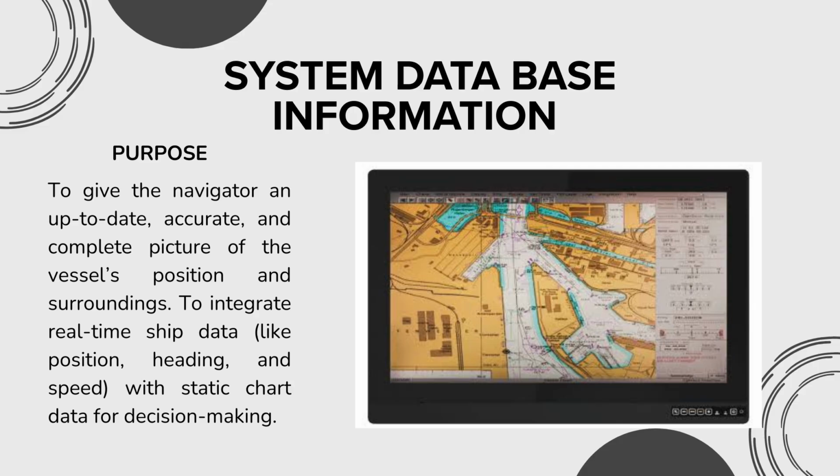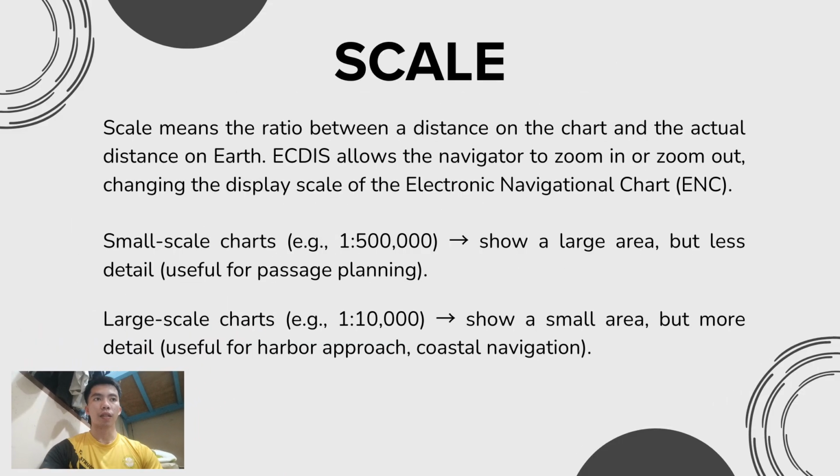Next, we will discuss the scale. So let us know what scale is. Scale means the ratio between a distance on the chart and the actual distance on Earth. ECDIS allows the navigator to zoom in or zoom out, changing the display scale of the electronic navigational chart. Again, scale is a zoom in or zoom out that can be used in the ECDIS.